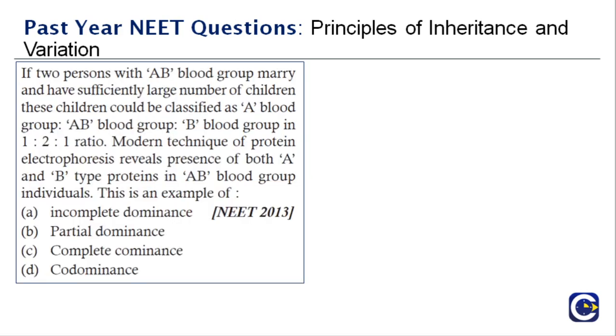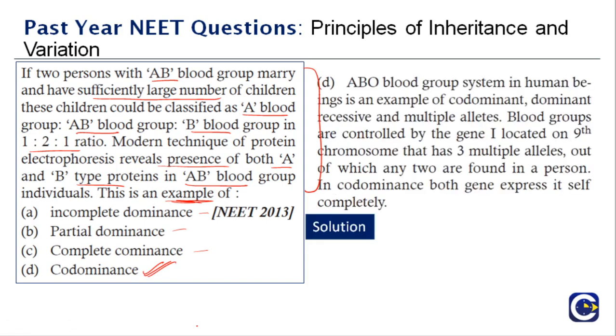If two persons with AB blood group marry and have a sufficiently large number of children, these children could be classified as A blood group, AB blood group, B blood group in 1:2:1 ratio. Modern technique of protein electrophoresis reveals presence of both A and B type proteins in AB blood group. This is an example of what? The presence of both A and B type protein in AB blood group. Is it incomplete dominance, partial dominance, complete dominance, or codominance? It is codominance, when both A and B are expressed.